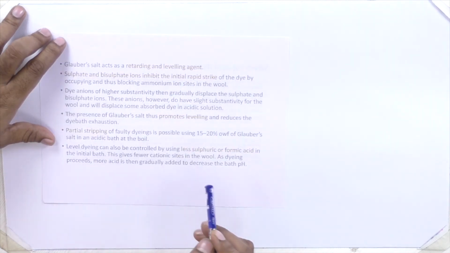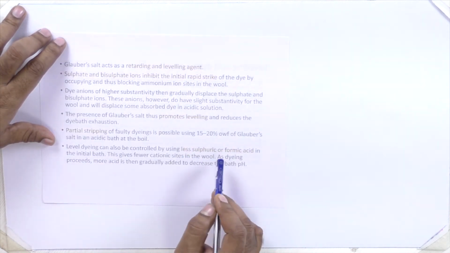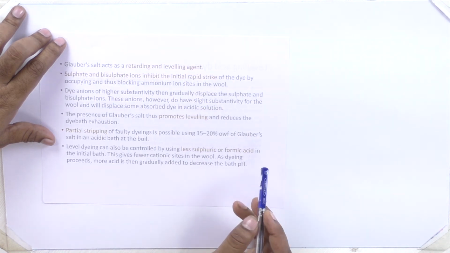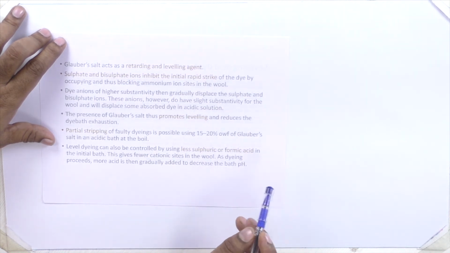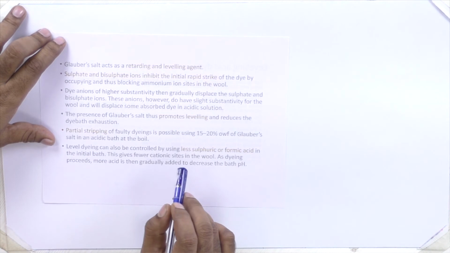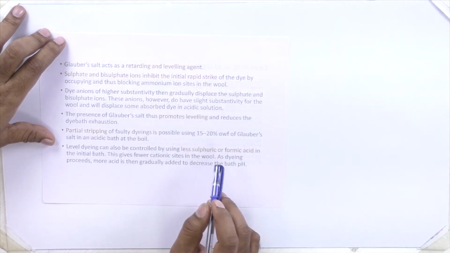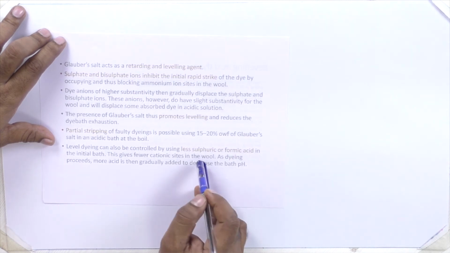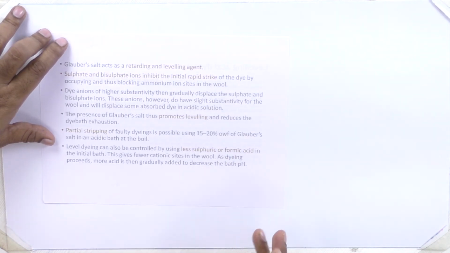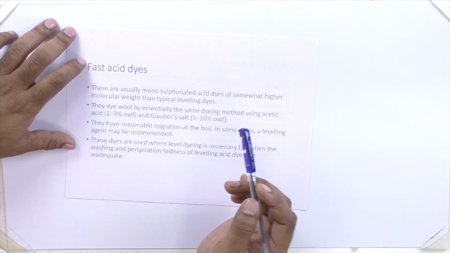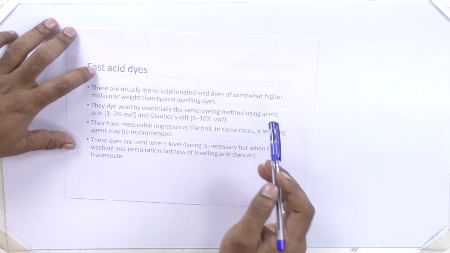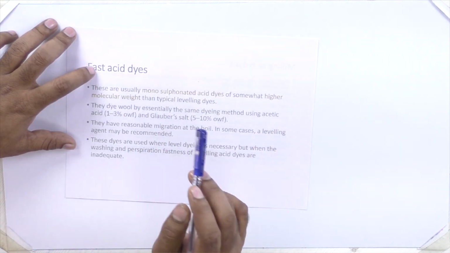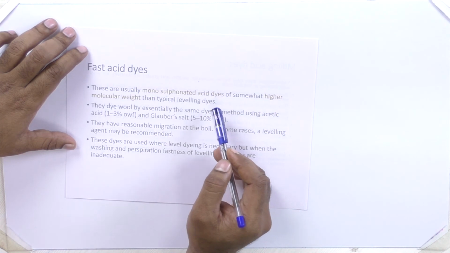So level dyeing can be controlled by using less sulfuric acid or formic acid in the initial bath, and this gives fewer cationic sites in the wool. As dyeing proceeds, you can add the excess quantities of sulfuric acid or formic acid. Fast acid dyes are monosulfonated acid dyes with higher molecular weight. It gives leveling dyes.